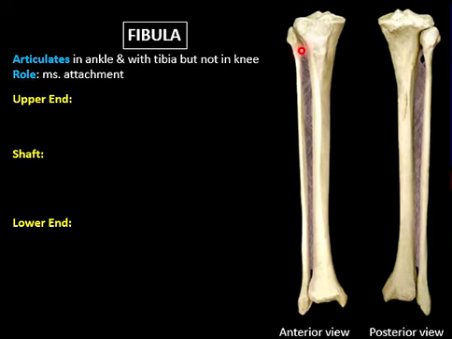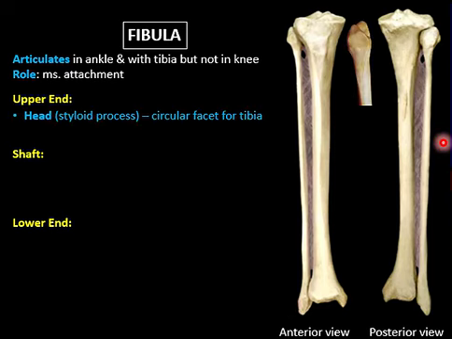As any long bone, it has an upper end, a shaft, and a lower end. The upper end shows the head, which projects, forming the styloid process, and it has a circular facet for the superior tibiofibular joint. Following the head, this constriction is the neck.